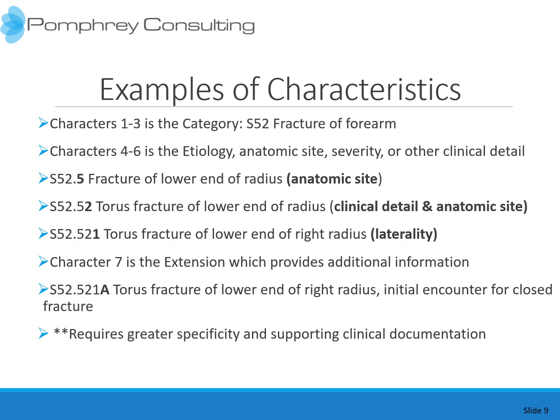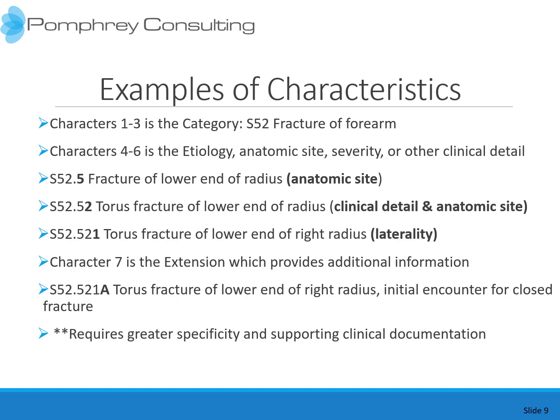This is why it's important to code to the highest level of specificity, because each of these characters will identify some specifics of that documentation. So for example, if we look at the 4th through the 6th characters, the 5th character identifies the fracture of the lower end of the radius, which is the anatomic site. It could identify more clinical detail in addition to the anatomic site. And then our 6th character is identifying the laterality. So we can identify the type of fracture, it's the lower end, and it was the right radius.